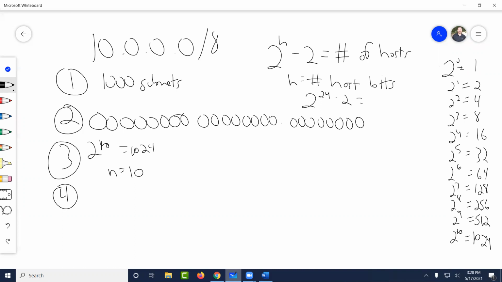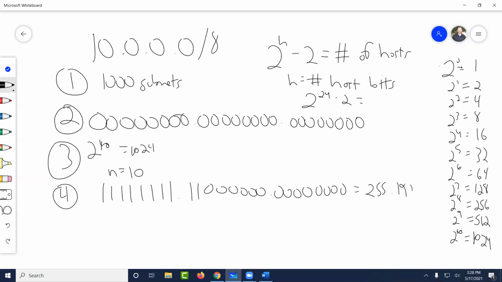So we look at our host bits up here in step 2. We turn on 1, 2, 3, 4, 5, 6, 7, 8, 9, 10, 11, 12, 13, 14, 15, 16, 1, 2, 3, 4, 5, 6, 7, 8. And then convert that to decimal, and you'll get 255.192. Step 5, find our new mask.